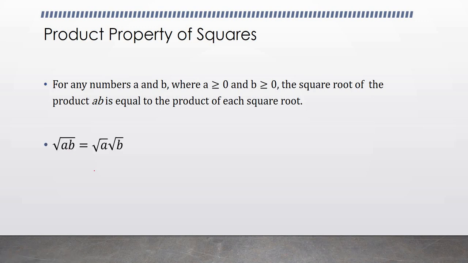So if I have a product under a radical, I can simply say, if I take the radical of the first number, multiply by the radical of the second number, it's the same as multiplying them first and then taking the square root. In other words, the square root of 9 times 5 is the square root of 9 times the square root of 5. I know the square root of 9 is 3, so I can simplify that using this product property.